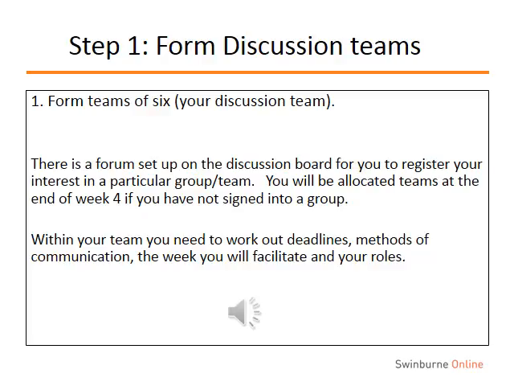Step 1. Form discussion teams. So we need to form teams of 5 or 6. And in my group there is a wiki, and most people have allocated themselves a group. Well done, guys. If you haven't, you need to go and do that. Rachel's groups, Rach can talk about that in a minute. At the end of week 4, if you have not signed into a group, we will put you into a group. You need to discuss with your group your deadlines.